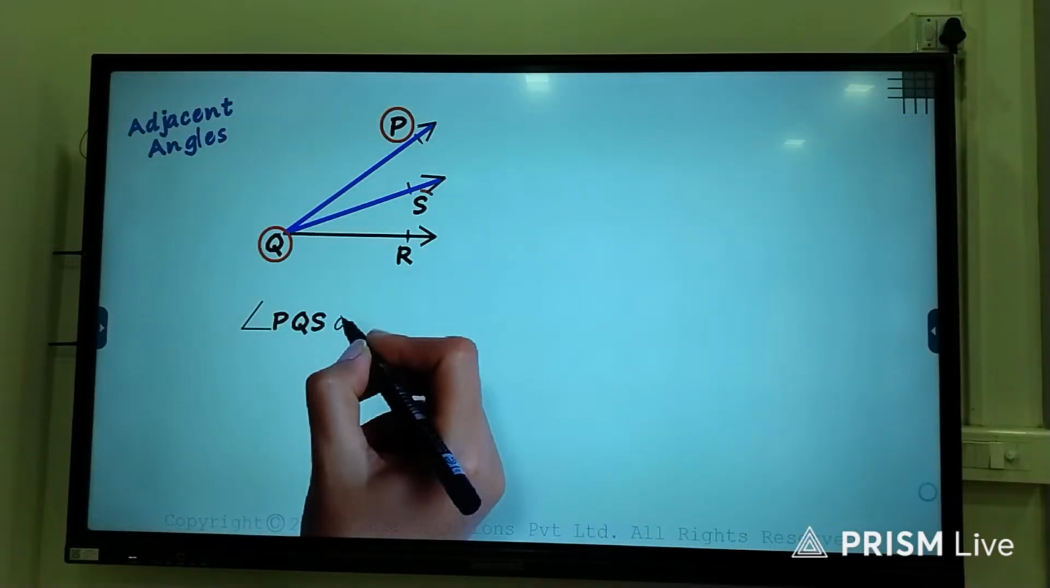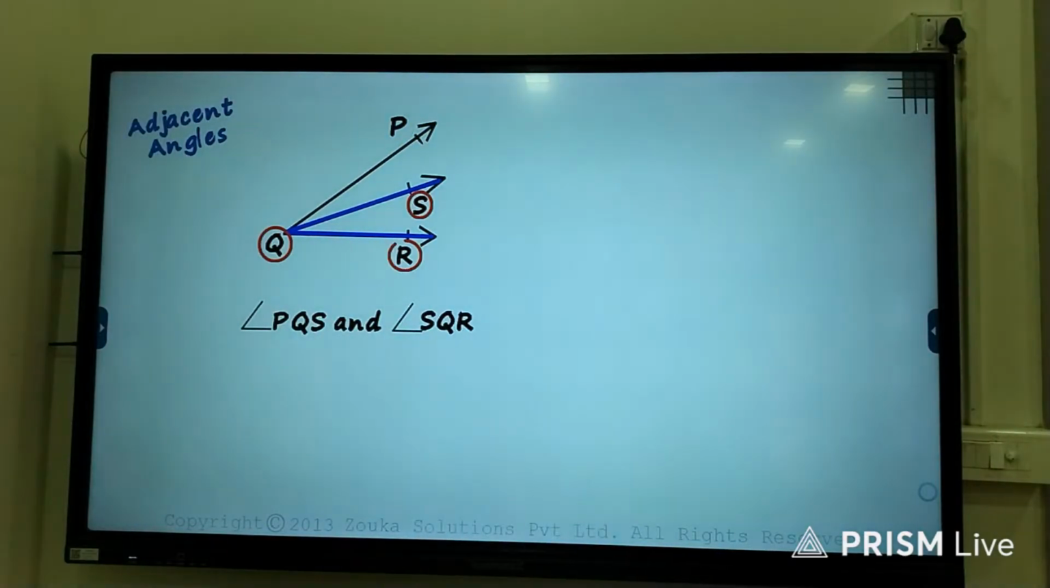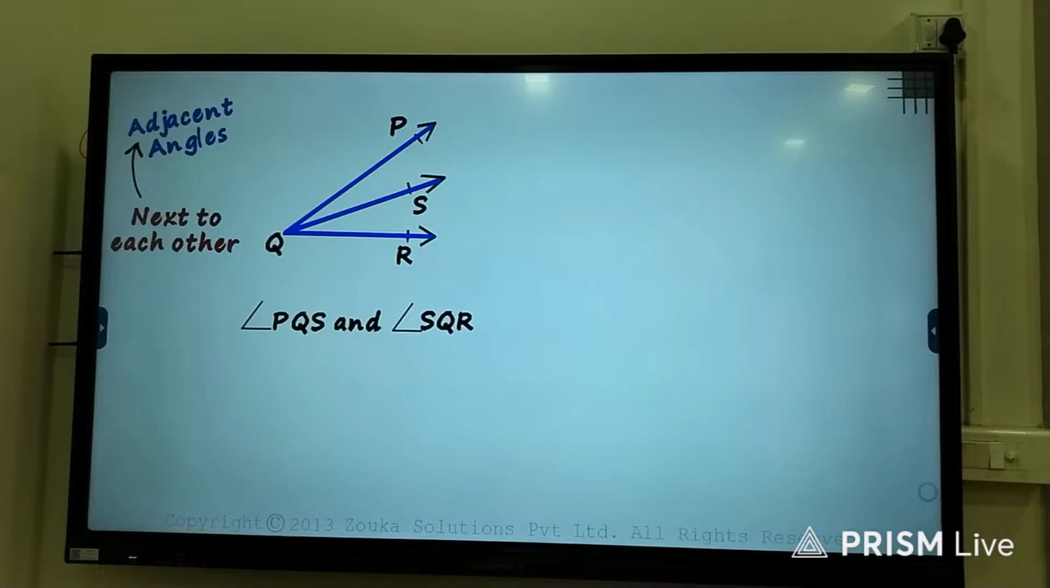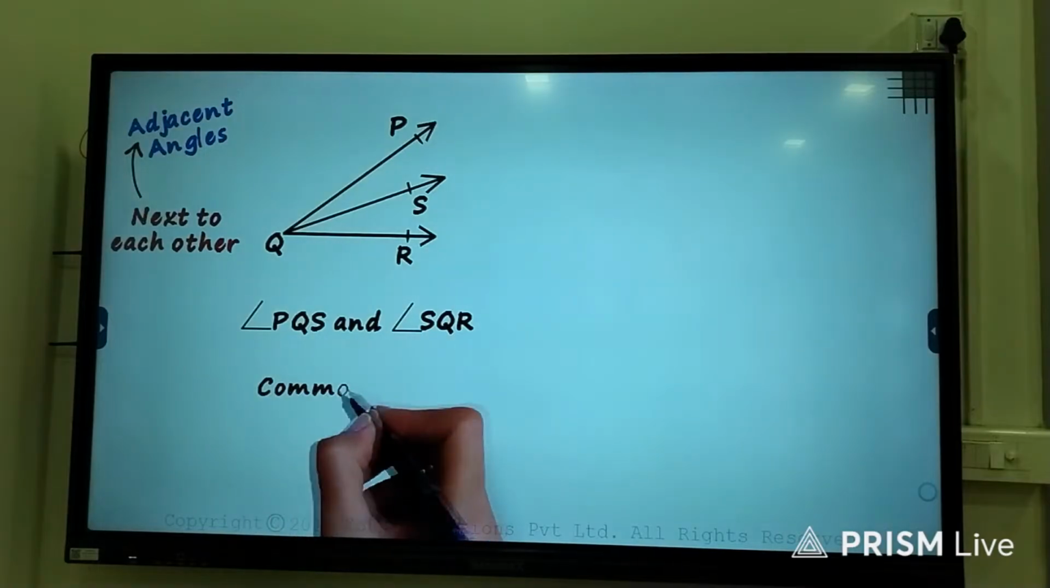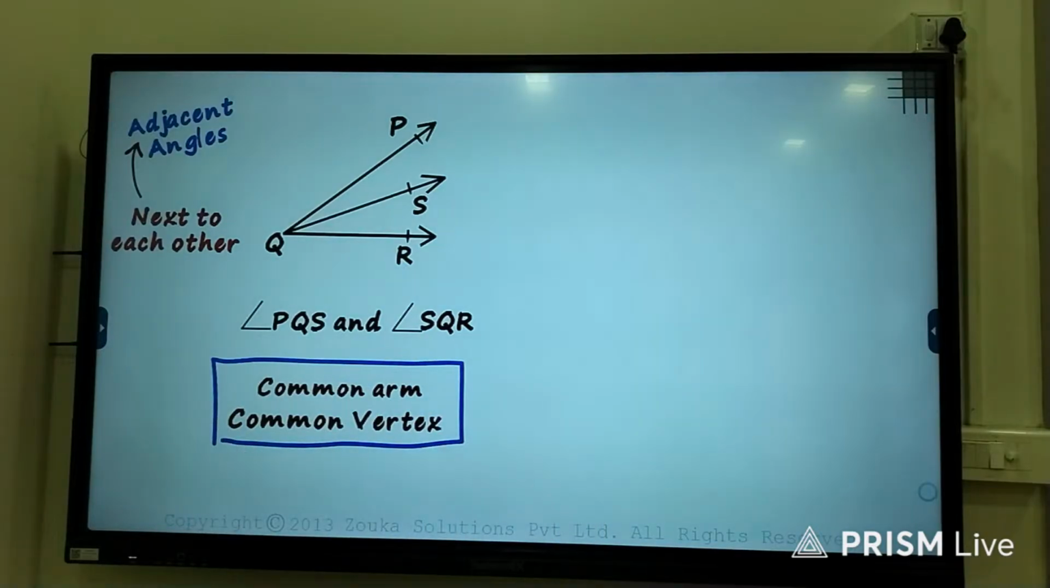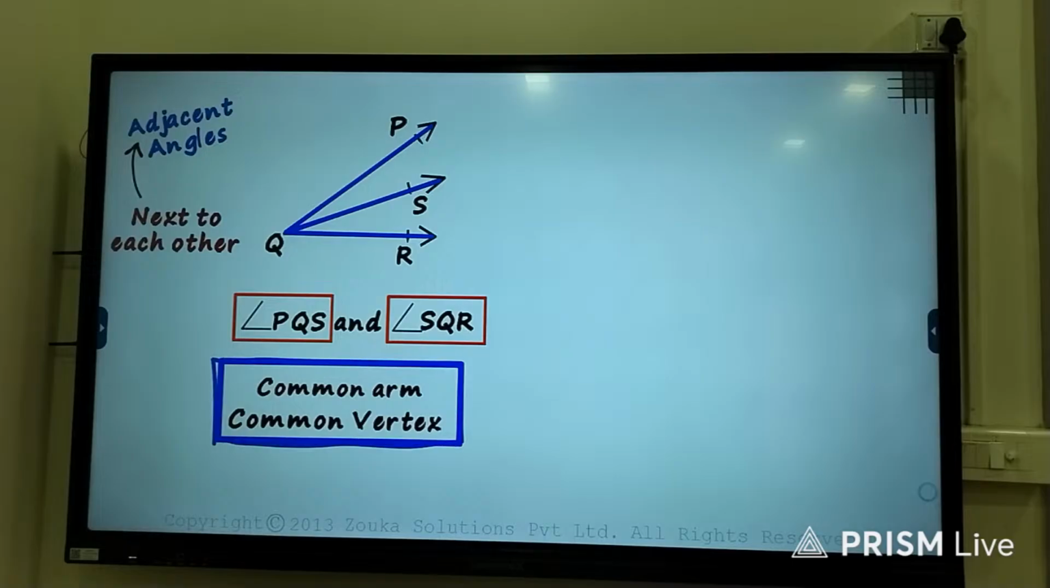So angle PQS and angle SQR are called adjacent angles. Adjacent simply means next to each other. Since these two angles are right next to each other, they are considered adjacent angles. Also, adjacent angles have one common arm and a common vertex. In this example, ray QS is the common arm to both the angles and point Q is the common vertex. For two angles to be adjacent, all these conditions have to be satisfied.